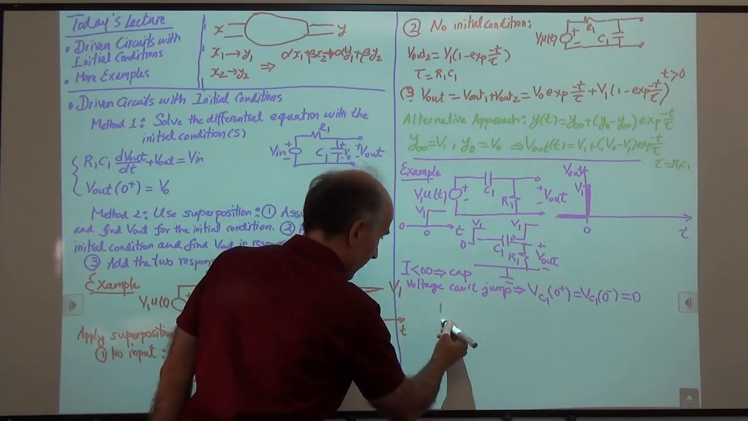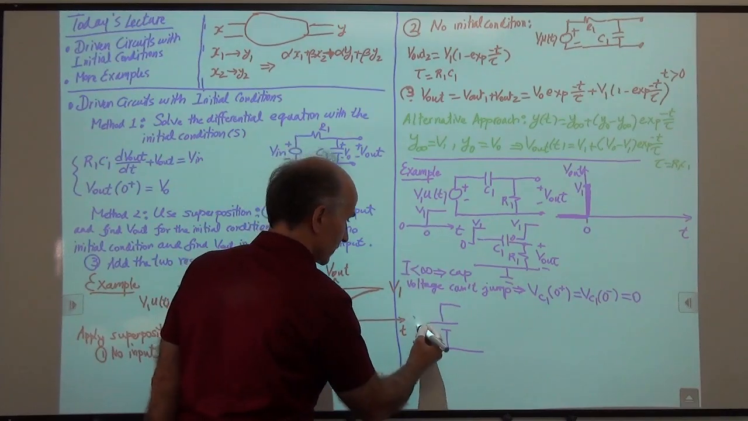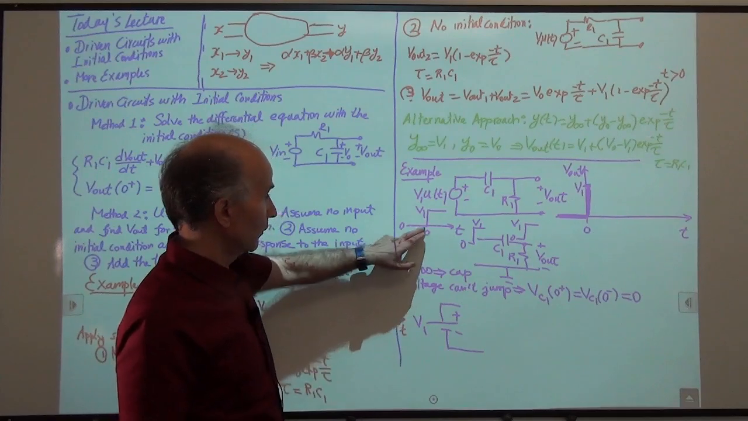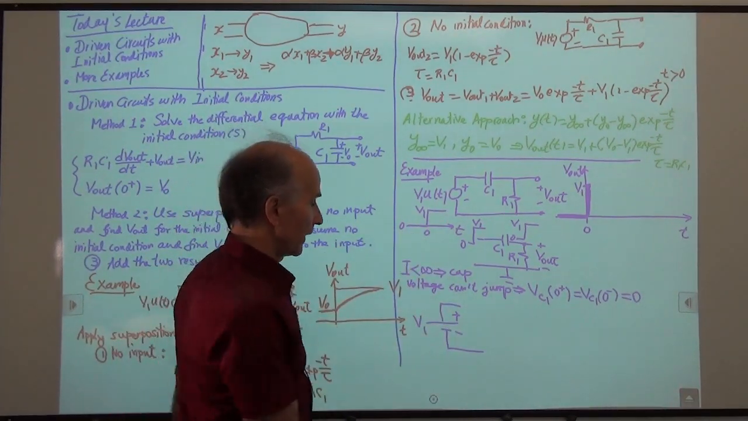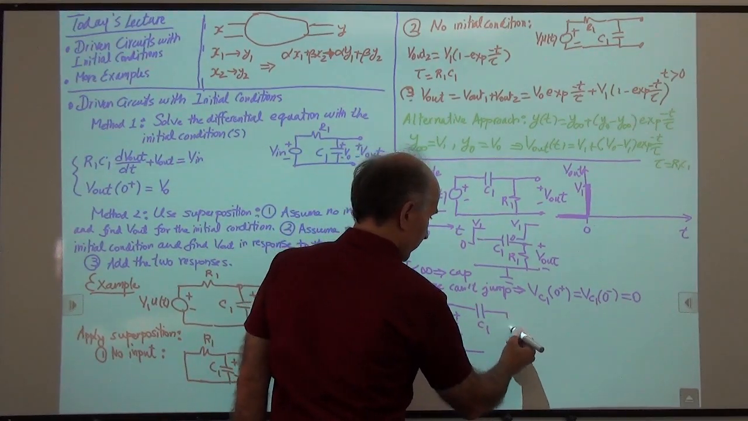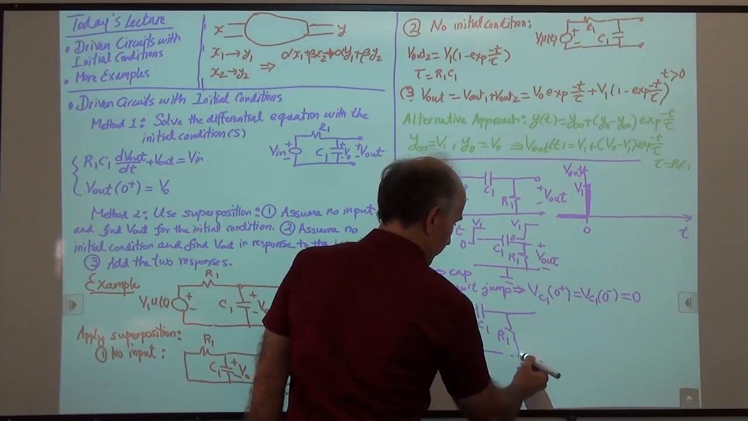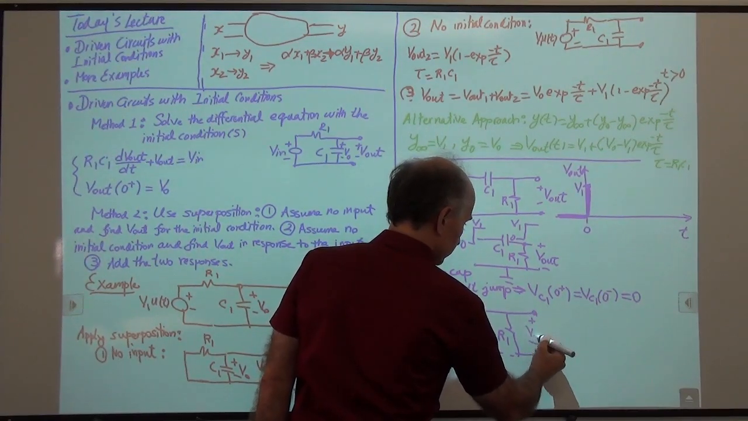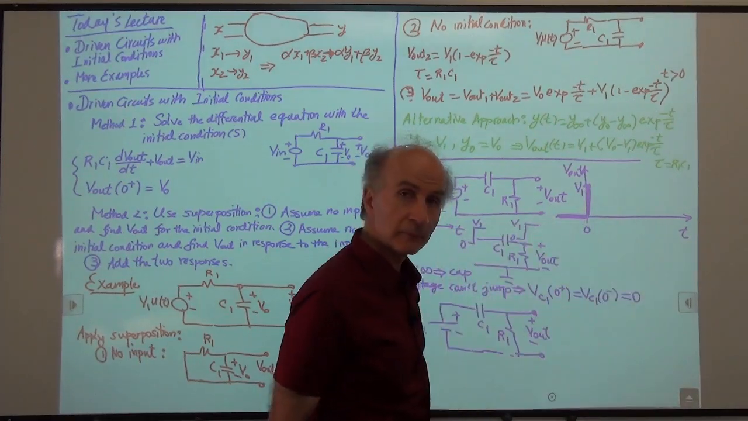So at 0 plus, we have a battery here equal to V1. That's what the step means, right? It was 0 before and now it's V1, so it's a battery equal to V1. Then I have a capacitor, and then I have a resistor. And I want to see how V out changes with time past this point.